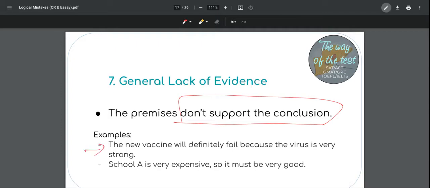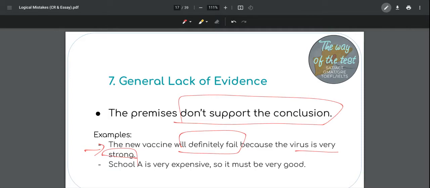So the first example, I know I'm dealing with the vaccine topic. It's just I made this during the COVID thing. So yeah. The new vaccine will definitely fail because the virus is very strong. So you're saying that the conclusion that the vaccine will fail is due to the virus being very strong, which, if you think about it, makes absolutely no sense. The strength of a virus does not determine whether the vaccine may fail or not. Now, there may be extra information that is not here that may lead to the conclusion. Maybe if I say that usually vaccines don't work with very strong viruses, then maybe, yeah, that makes sense. But just this does not make sense.